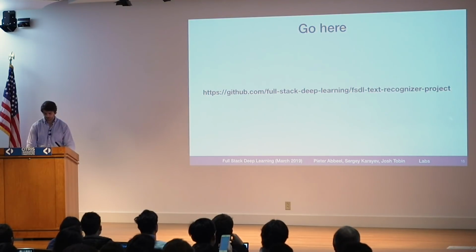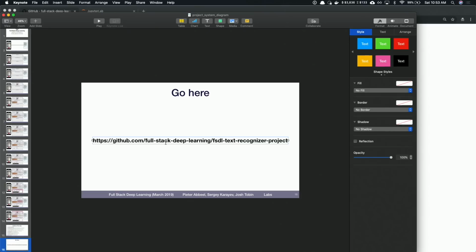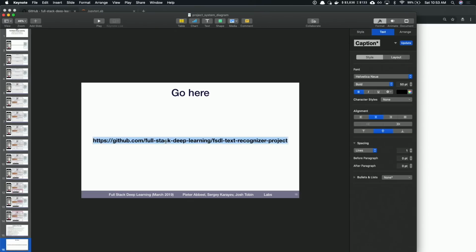Okay. So the first step is to go to this URL, github.com/fullstackdeeplearning/FSDL text recognizer project. This is where you can follow along with the labs on your own.